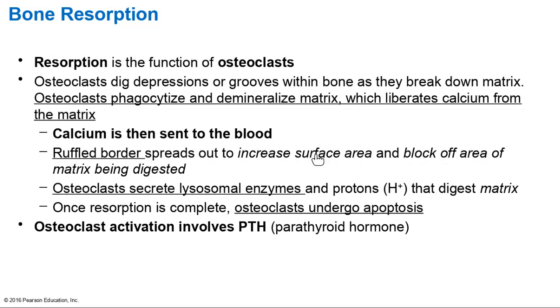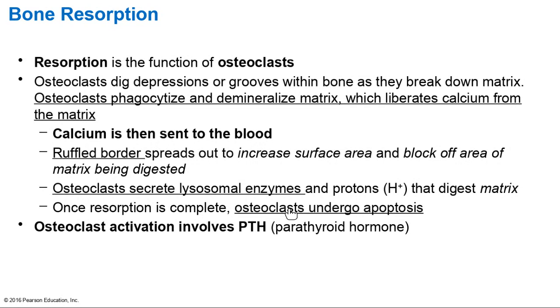So this would be a situation like, if we're low on calcium in the blood, we may see this happen. Right? Remember that the ruffled border of these cells is going to increase surface area and also help block off the area of the matrix that's being digested, so that it's a more controlled process, so that we're not destroying or breaking down too much matrix. And again, osteoclasts have these lysosomal enzymes and acids, okay, that are going to digest that matrix.